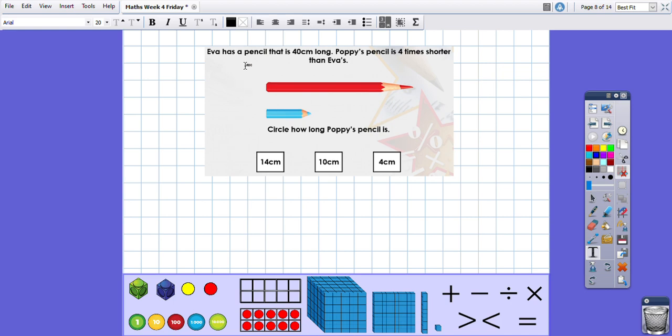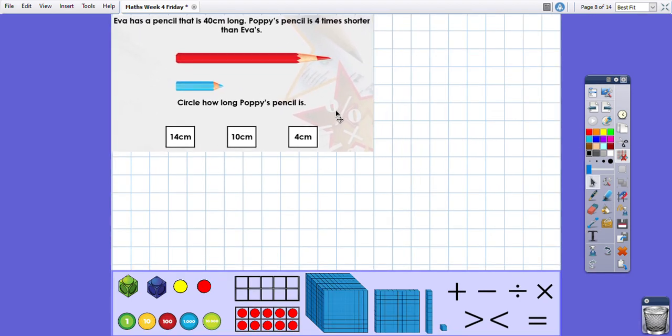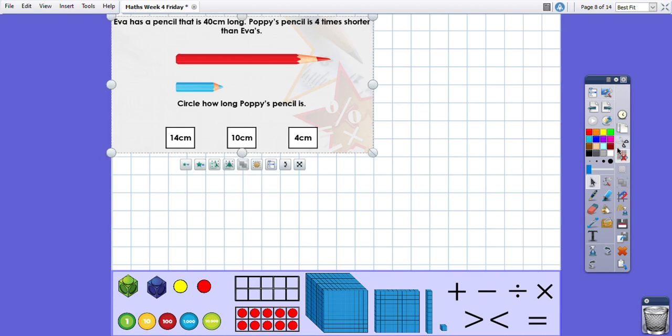Okay, Eva has a pencil that is 40 centimetres long, but Poppy's pencil is 4 times shorter. Look how small Poppy's pencil is. It's 4 times shorter than Eva's. Circle how long Poppy's pencil is. Now it says 4 times, but it's shorter, so my number must get smaller. So I need to divide.